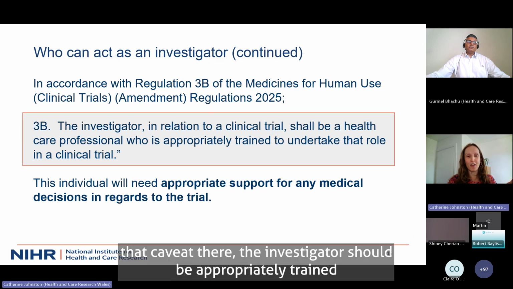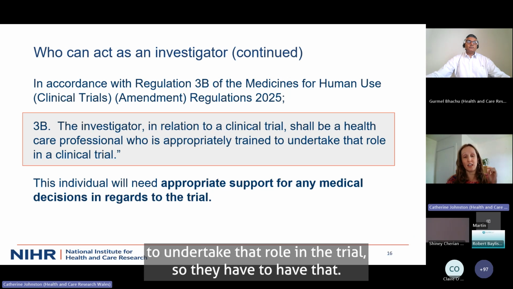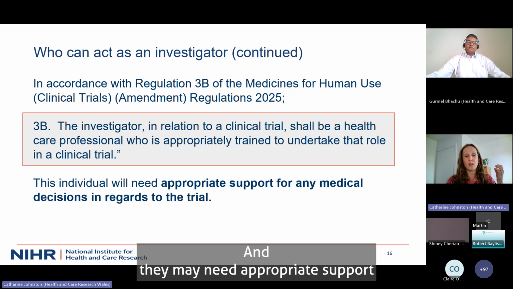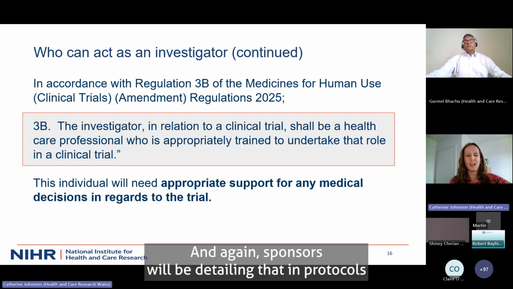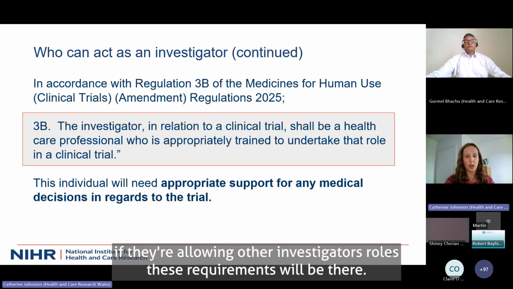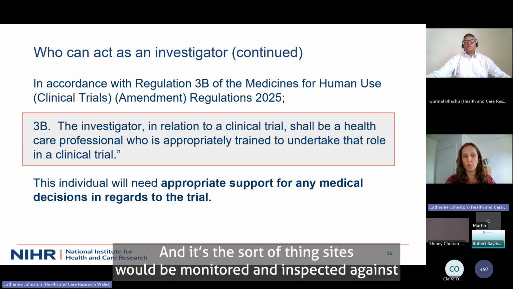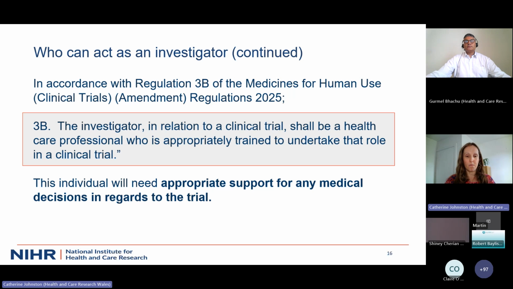Obviously, as we said, that caveat there, the investigator should be appropriately trained to undertake that role in the trial, so they have to have that. And they may need appropriate support for medical decisions in regards to the trial. So that's written in there as well. So there are requirements for that. And again, sponsors will be detailing that in protocols. If they're allowing other investigator roles, these requirements will be there. And it's the sort of thing sites would be monitored and inspected against.